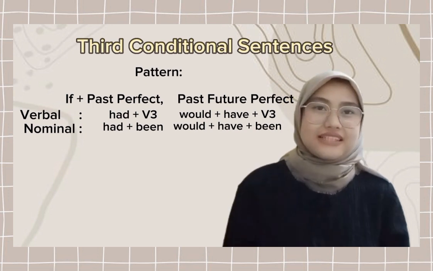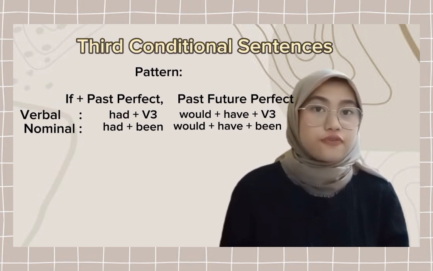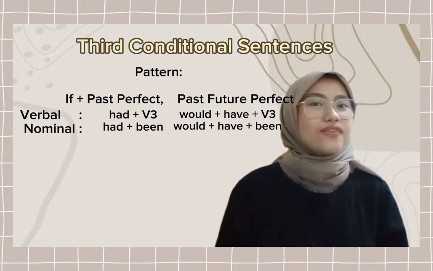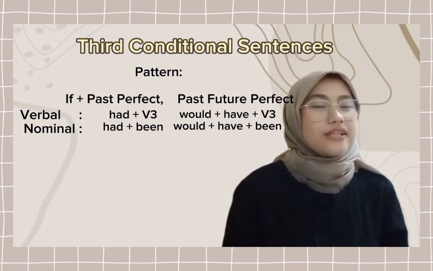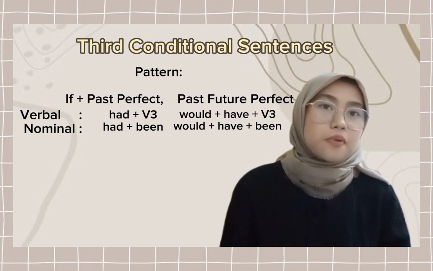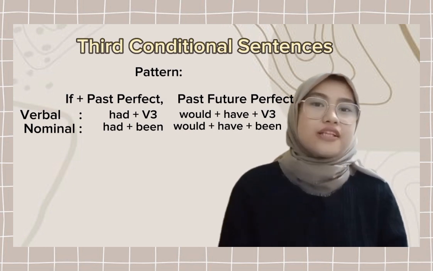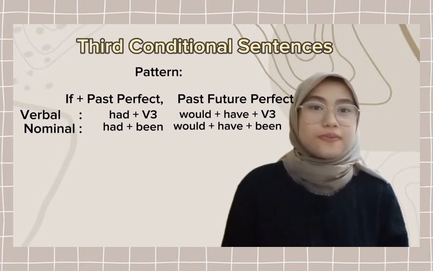Now, let's see the pattern. The sentence begins with if, then continues with the past perfect sentence, and then continues with the past future perfect. Let's break down the tenses. Start from past perfect. If the sentence is verbal, then you can use subject plus had plus verb 3. If the sentence is nominal, then you can use had, then followed by been.